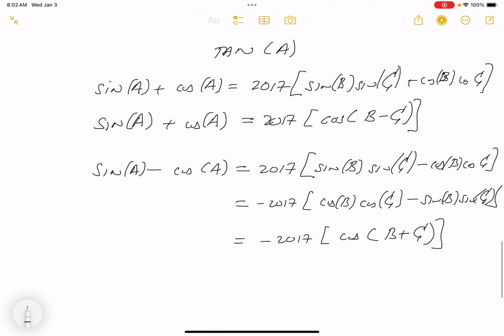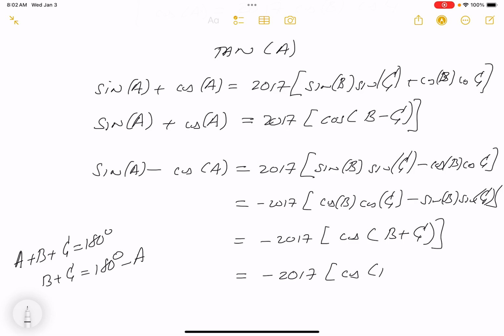I'll tell you why. I know that A plus B plus C is 180 degrees. So therefore, I know that B plus C would be 180 degrees minus A. Let me write that down. So minus 2017, B plus C is going to be the cosine of 180 degrees minus A. Now let's think about that.